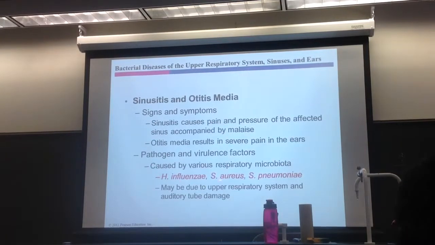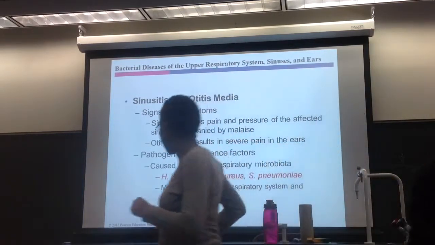They basically gain access because these guys are in the pharynx. They're hanging out in the pharynx, and they basically get into the sinuses or into the eardrum by either the auditory tube or the pharynx itself. They just kind of crawl up there, got it? Okay.